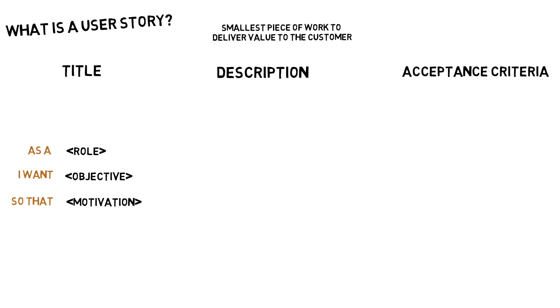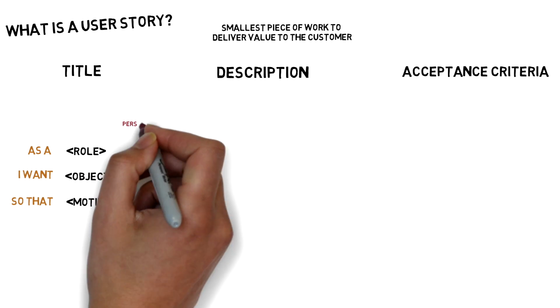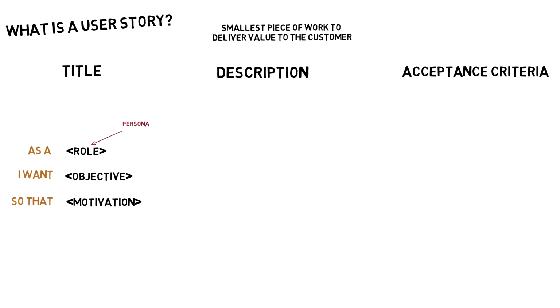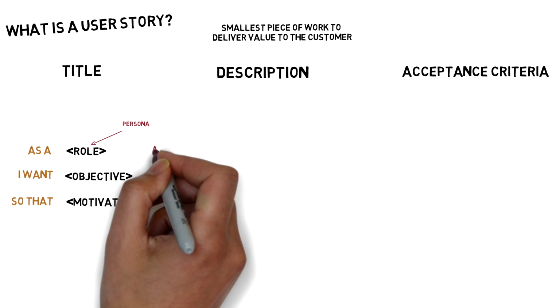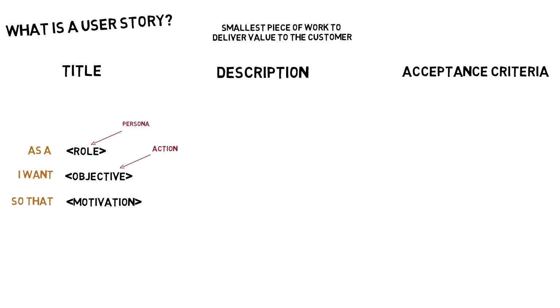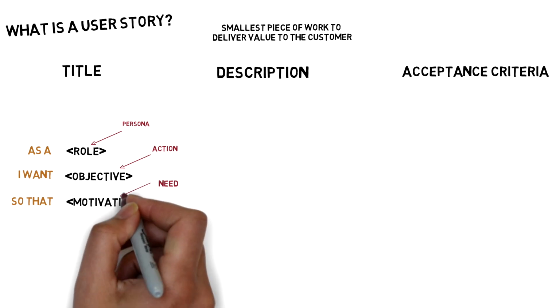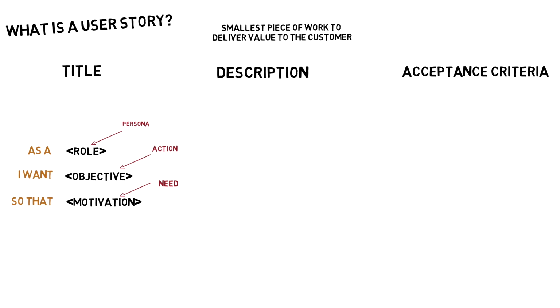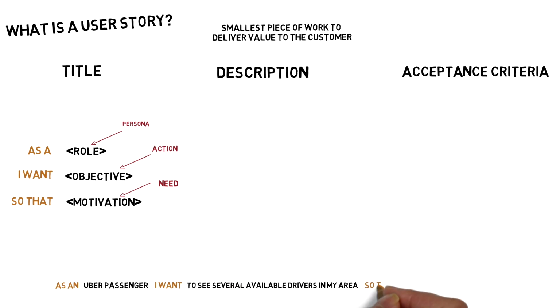The user story defines a functionality. It is expressed as a persona, the role, who we are doing this for, that is performing an action, an objective, so they can satisfy a need, the motivation. An example of a user story could be: as an Uber passenger, I want to see several available drivers in my area so that I can choose the closest one to me. We must remember that the title of a user story must map a single functionality of our product or service.